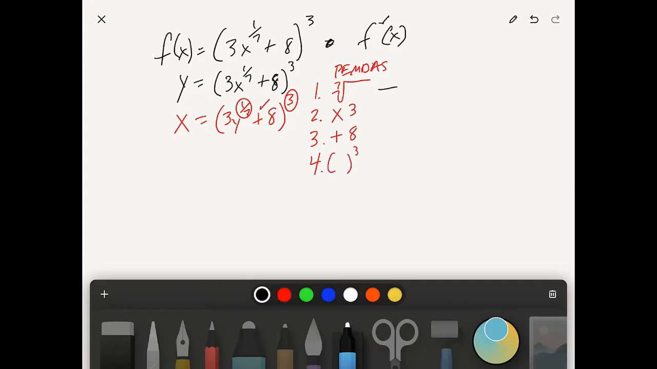Now we're just going to do the inverses. So the inverse of a 7th root is raising it to the 7th power. The inverse of multiplying by 3 is dividing by 3. The inverse of adding 8 is subtracting 8. The inverse of cubing something is taking the cube root of something. We're going to do this first, this second, this third, this fourth.